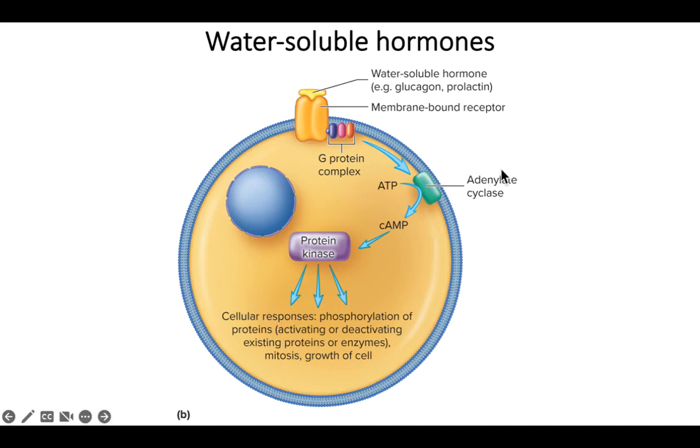Here's again a little more complicated drawing, but there's the hormone, right? They say like glucagon or prolactin, but it could be a number of them. There's the membrane receptor. Here's a bunch of things that happen inside the cell. We don't need to go into much detail here, but notice what happens. You produce a secondary messenger, which causes these enzymes, these protein kinases, to activate or deactivate existing proteins. So this cell isn't making new proteins, it's just turning proteins on or off.